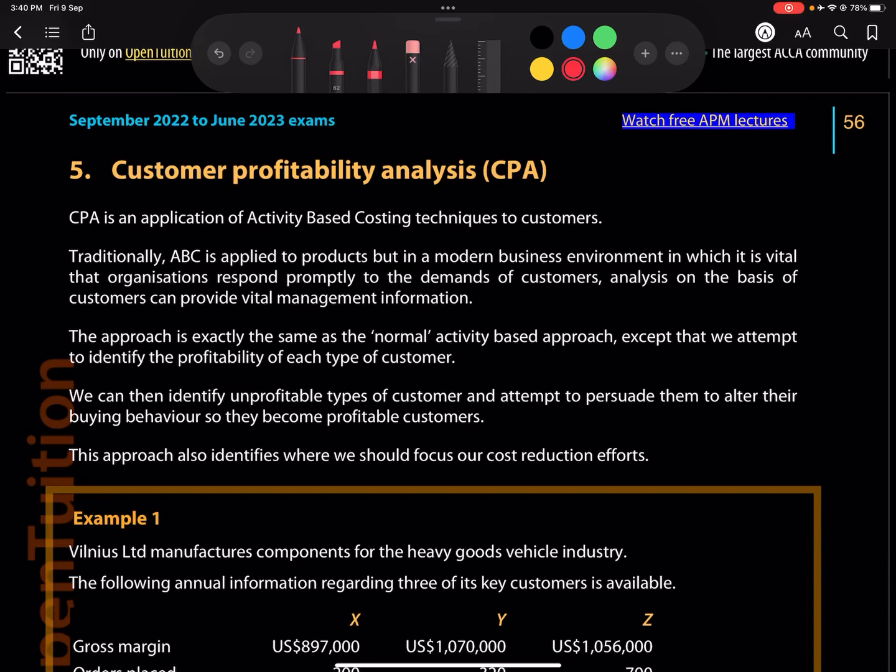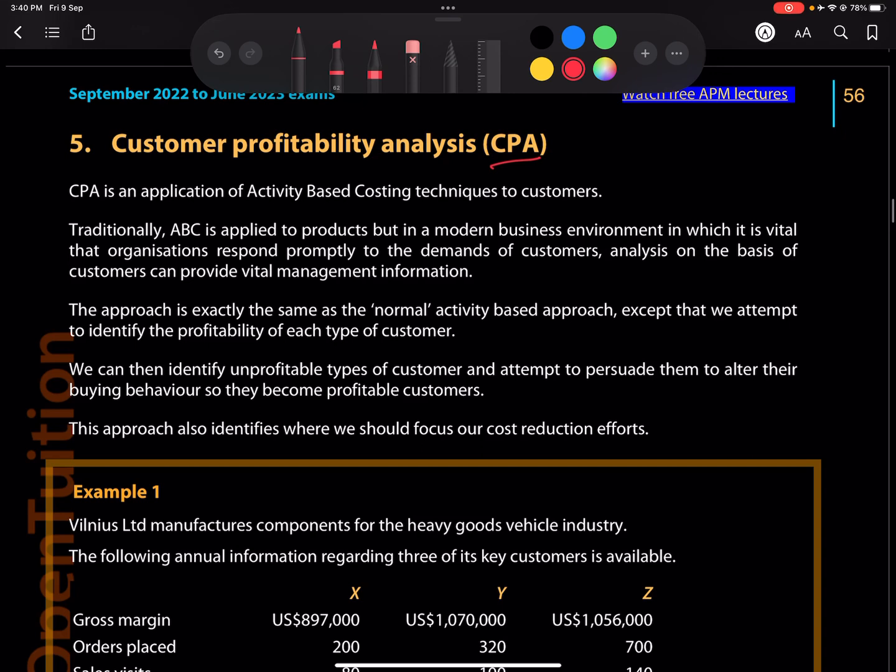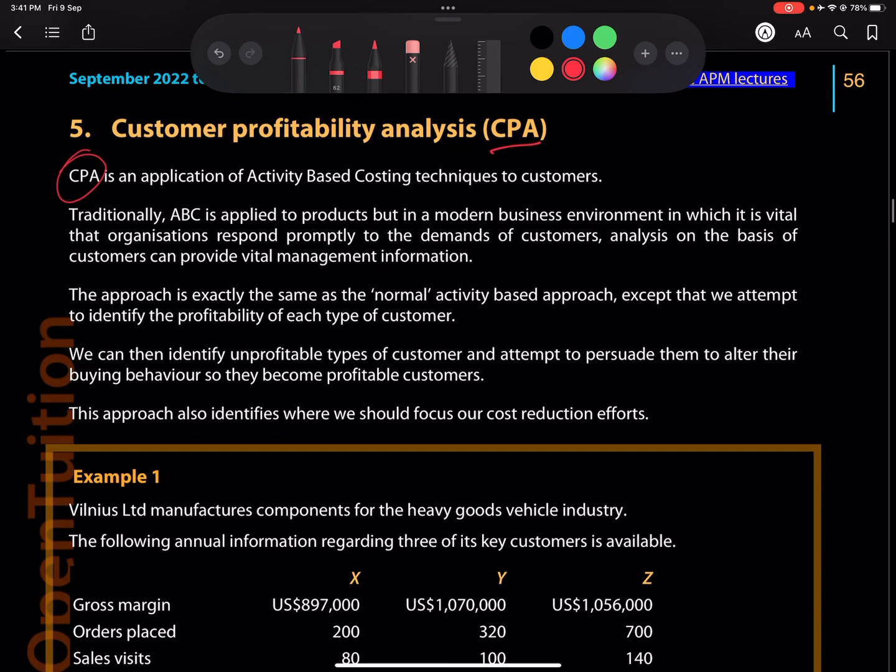Okay, let's discuss customer profitability analysis. CPA is an application of the activity-based costing technique to customers. Traditionally, ABC was applied to products. But in the modern business environment, it is vital that the organization respond promptly to the demands of customers, so we analyze on the basis of customer.